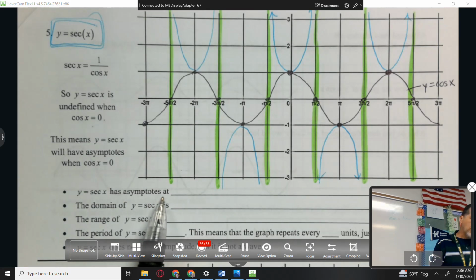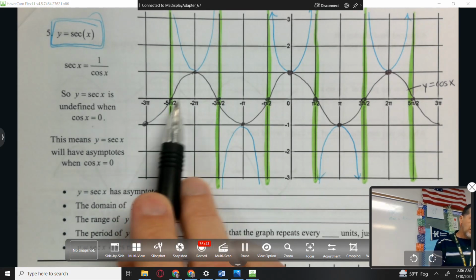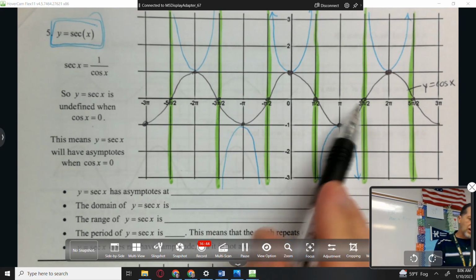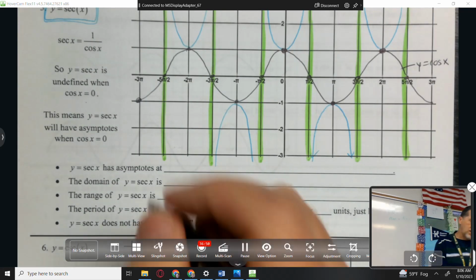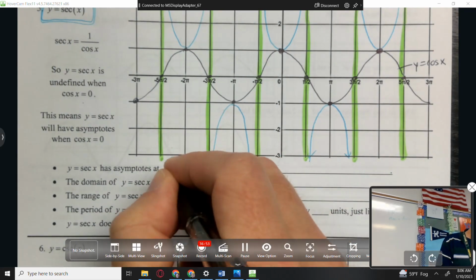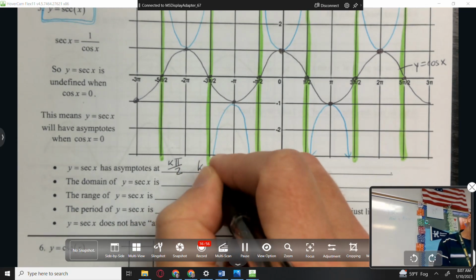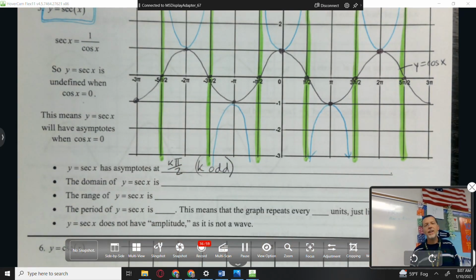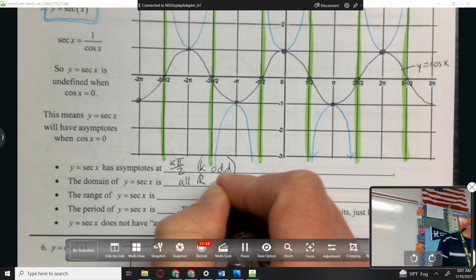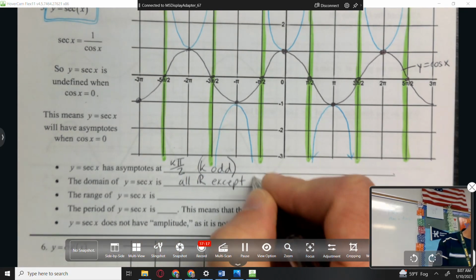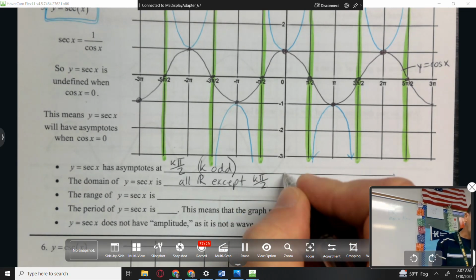Secant has asymptotes at, how would we phrase where those asymptotes are? k pi over 2. And we better be careful. We have to say k is odd, because we don't want 2 pi over 2 or 4 pi over 2. We want the odd pi over 2s. Domain? Not quite, because of those asymptotes. So all real numbers except the asymptotes.